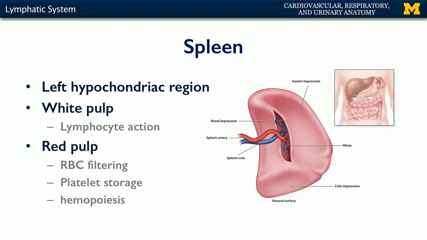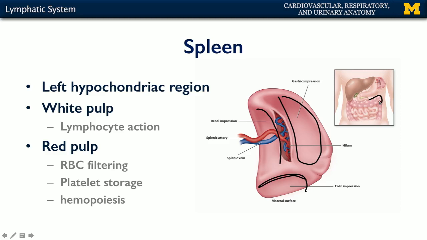Now here we can see that there are different impressions for the spleen because in that left hypochondriac region, it's going to come into contact with several different organs. So we can see here a gastric impression formed from the body of the stomach. We can also see a renal impression from the left kidney. We can see a colic impression from the large intestine here.